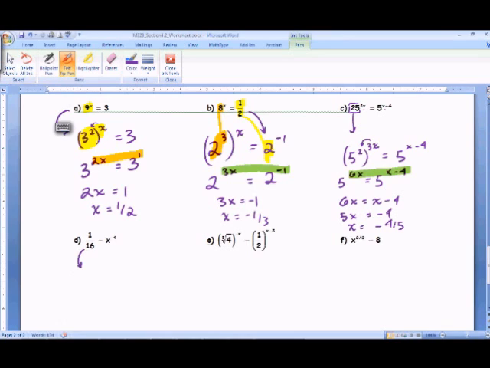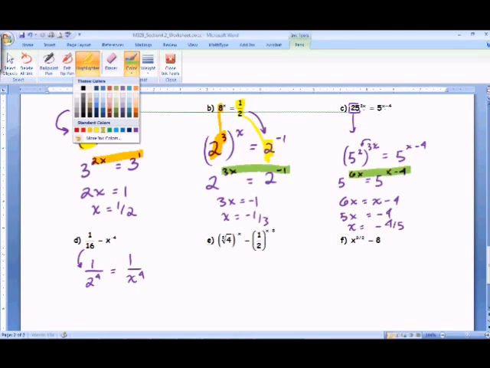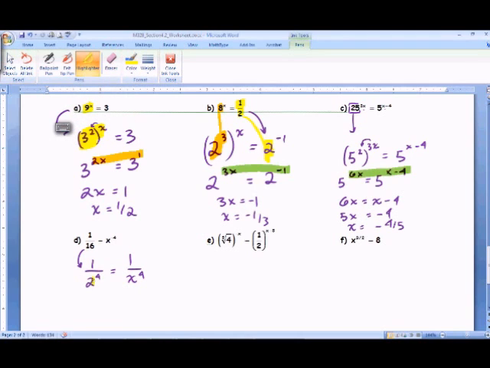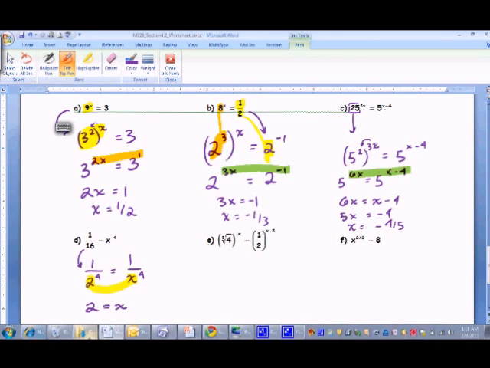Okay, let's take a look at D. For D, it's slightly different, right? I've got 1/16 equals x to the -4th. Well, I'm going to rewrite this as 1 over 2 to the 4th equals 1 over x to the 4th. And then you could really quickly see what your answer is going to be. 1 over 2 to the 4th equals 1 over x to the 4th. So it must be the case that 2 equals x. That's one way of solving it.